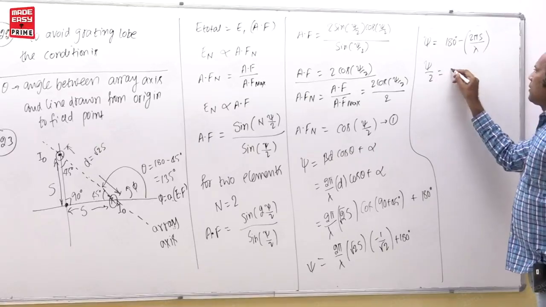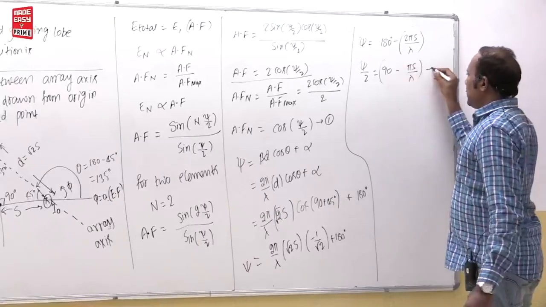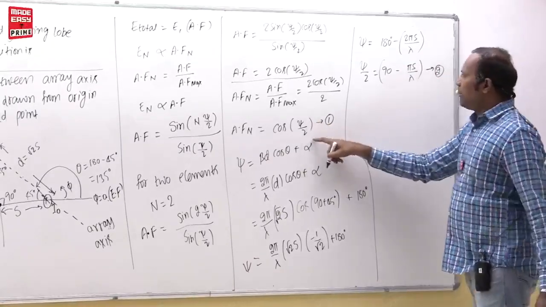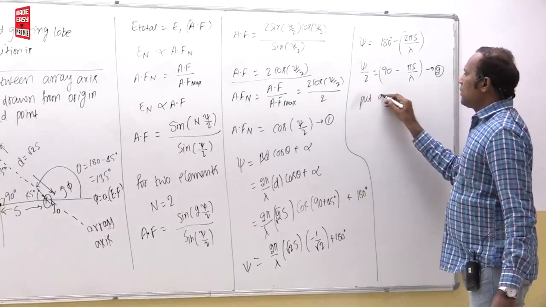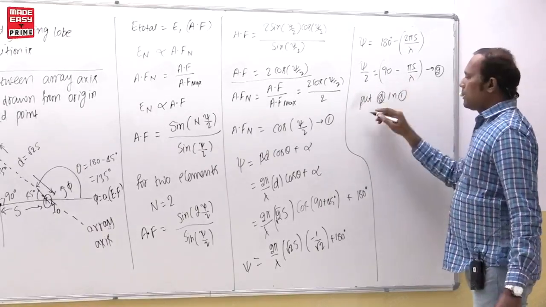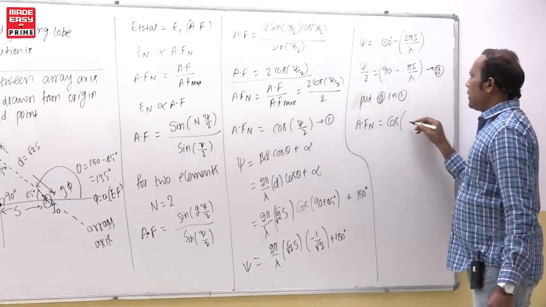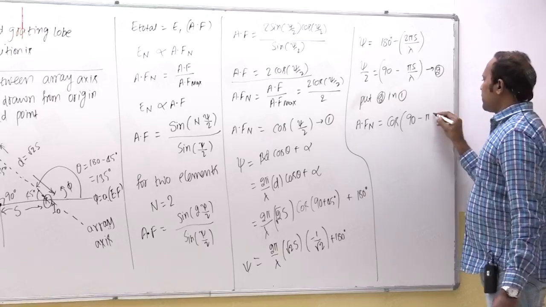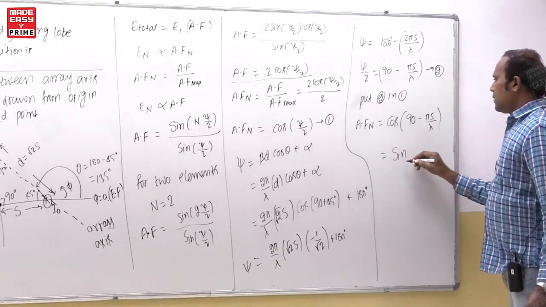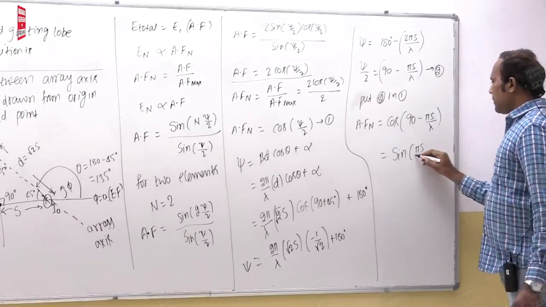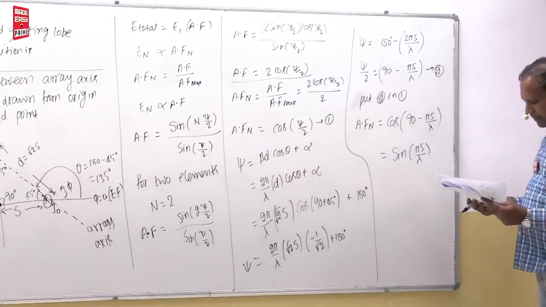Now psi by 2 is equal to 90 minus pi s by lambda. So here this is equation number 2. So psi by 2 we have calculated here. Put equation 2 in 1, then array factor normalized is equal to cos of psi by 2, that is cos of 90 minus pi s by lambda. So cos of 90 minus means you get sin pi s by lambda.